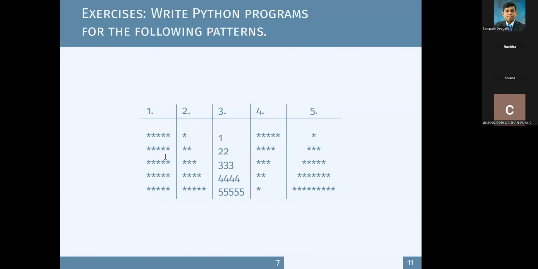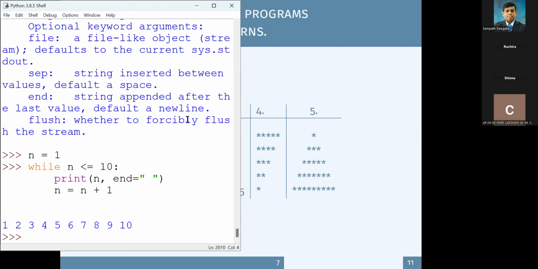When you are given a problem like this, you first have to break it into smaller pieces. So first, let's look at the first pattern. When you look at it, you see we have stars. How many stars? We have 5 stars, and they are repeated how many times? Repeated 5 times. So ideally, if you remember what we discussed so far, how to repeat something, how to print 5 stars: 1, 2, 3, 4, 5.